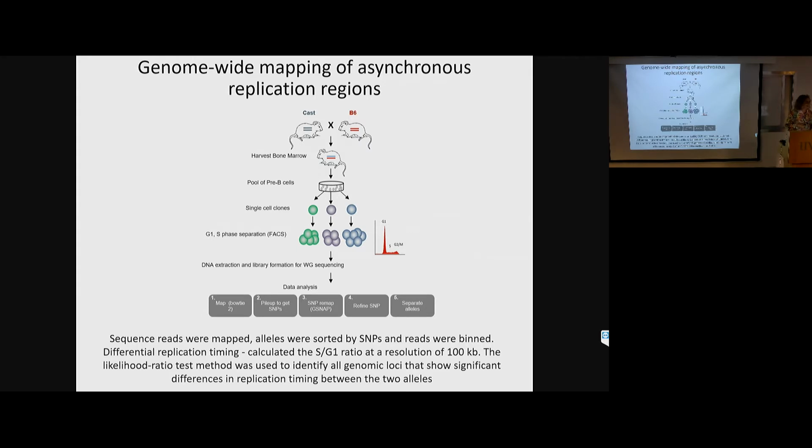Yes. What is the situation in the trophectoderm cells? Okay, we didn't check the trophectoderm cells, so I cannot tell you. But it's a good question, because the imprinted genes are already replicating there, we know, in one direction. I don't know.